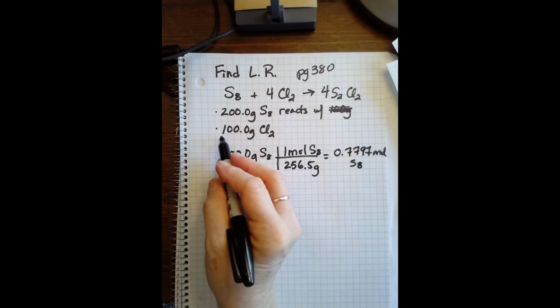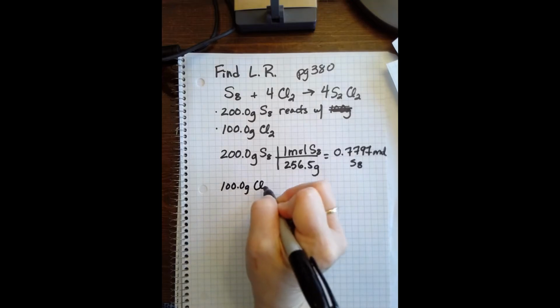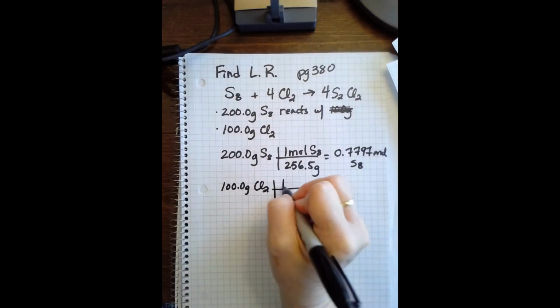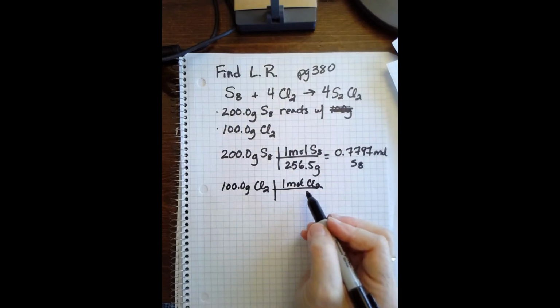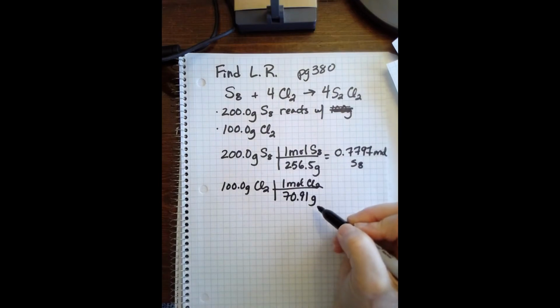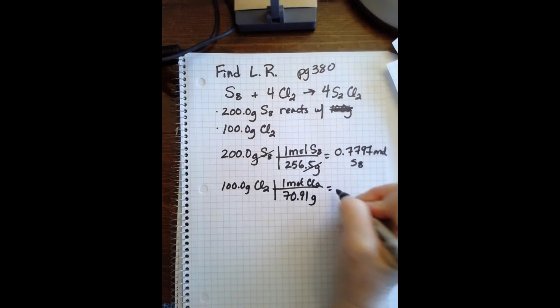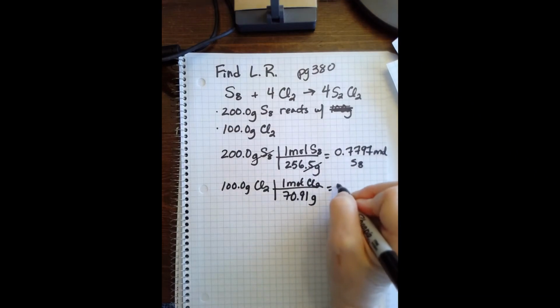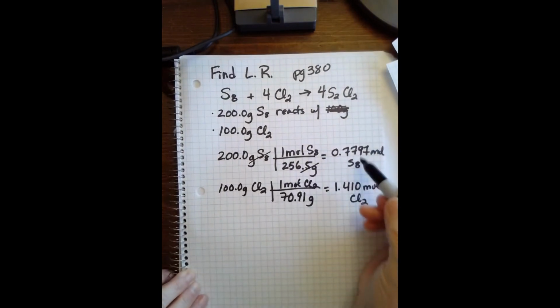The next thing I'm going to do is take the 100 grams of chlorine, 100 grams of Cl2, and convert that to moles. 1 mole of Cl2. Now the molar mass of chlorine is 2 chlorines at 35.453, so that gets us to 70.91 grams per mole of this chlorine molecule. Let's cancel these out, right? Our units cancel. So this means that we have 1.410 moles of chlorine.